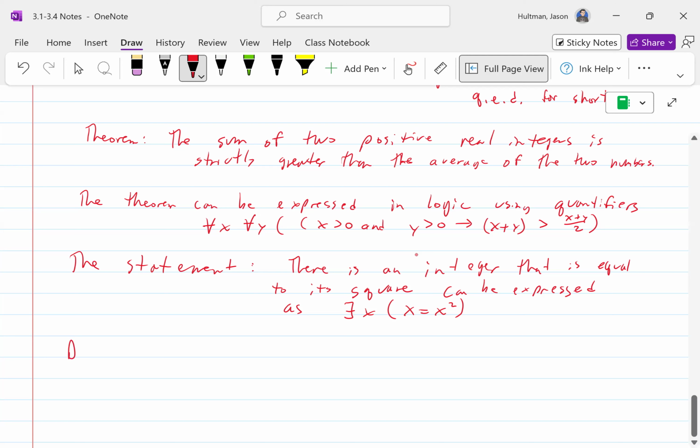Definition. A number n is a perfect square if n is equal to k squared for some integer k.